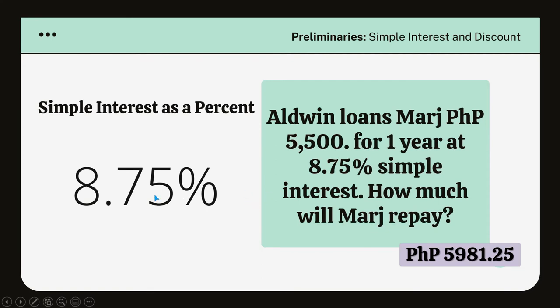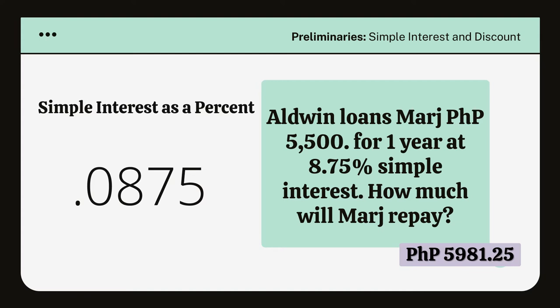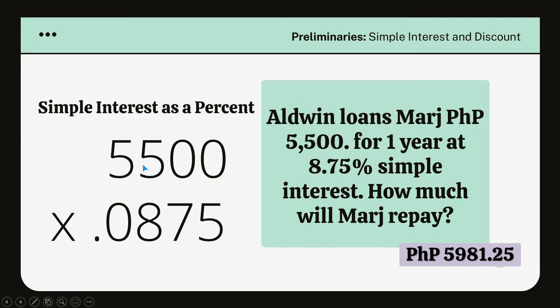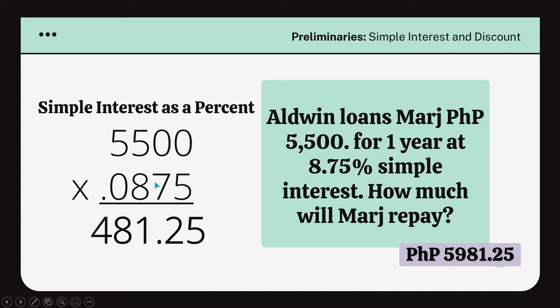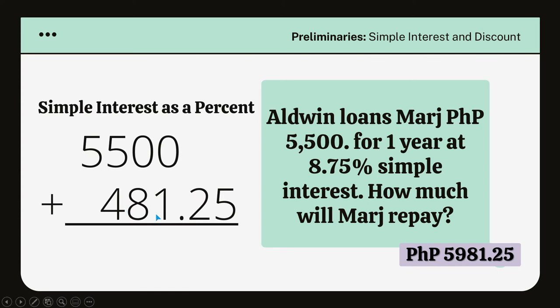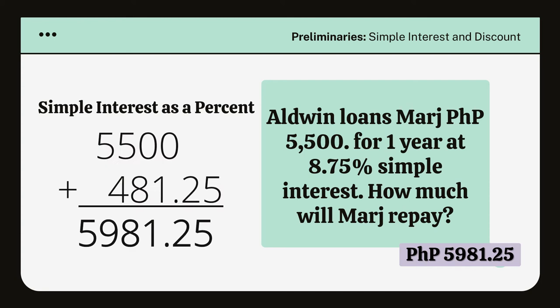8.75% when converted into decimal would be 0.0875. Now you're going to multiply that with your principal for you to get the actual value of your interest, and you will get 481.25. And since the question asks us of how much is the overall pay that Marge will do, you need to add 5,500 with the interest that we were able to compute or calculate. Therefore, the answer is 5,981.25. Okay? But there's also another way, and this is how you do it.